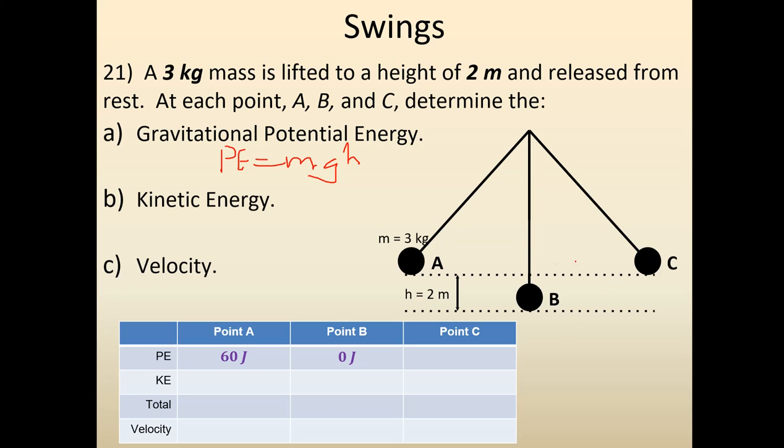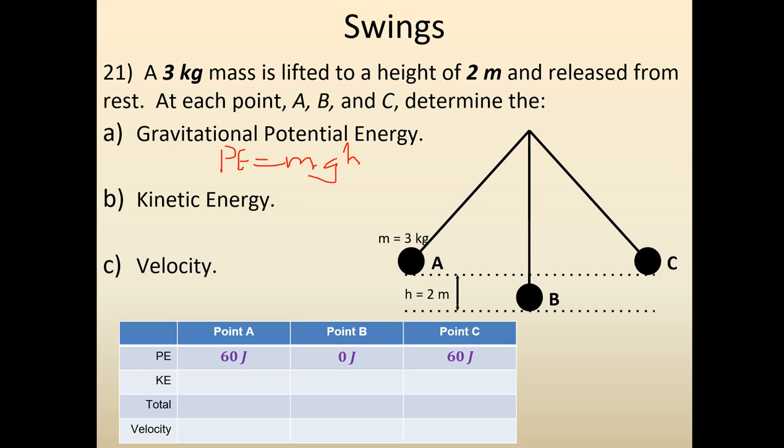And then at point C, well, it's at the same height as A, and that's the only difference. That's the only thing that's going to be changing for the pendulum. So that means it's going to have the same gravitational potential as point A. So we have 60 joules, 0, and 60.